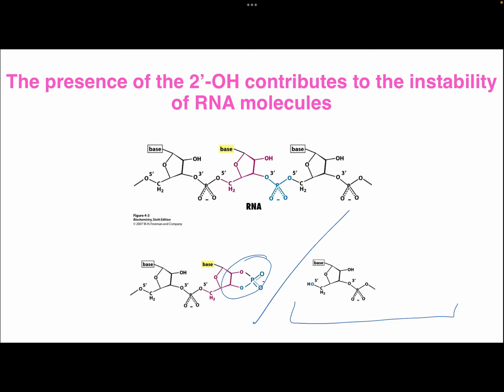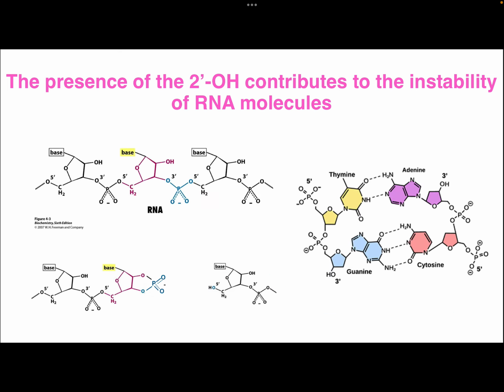So this 2' hydroxyl group makes RNA very unstable. Whereas DNA, not having that 2' hydroxyl group, doesn't have this problem where it can have self-hydrolysis. So that allows DNA to be very stable, last a long time. Whereas RNAs, they're temporary. They're recycled very, very quickly. So being easy to degrade helps with that part of their role in the cell.